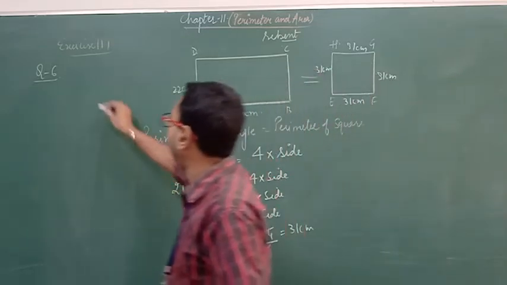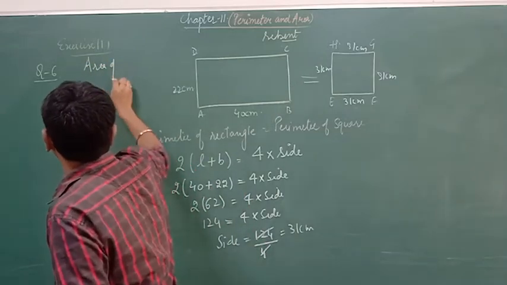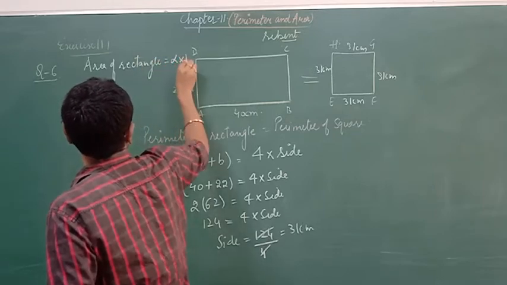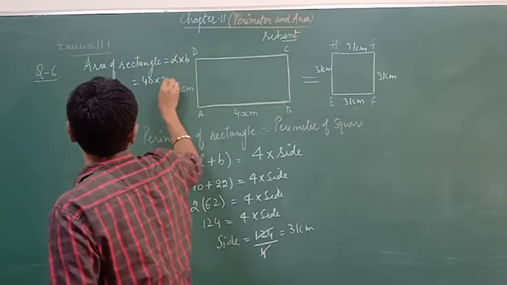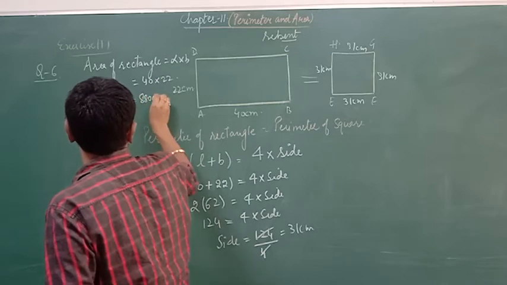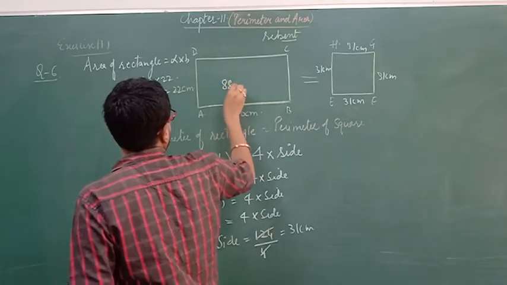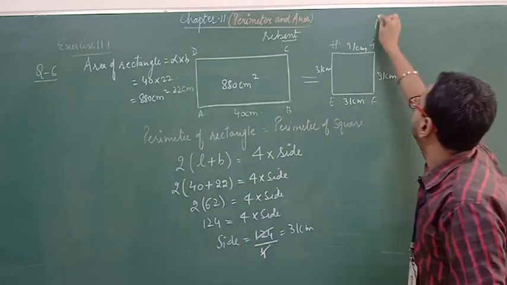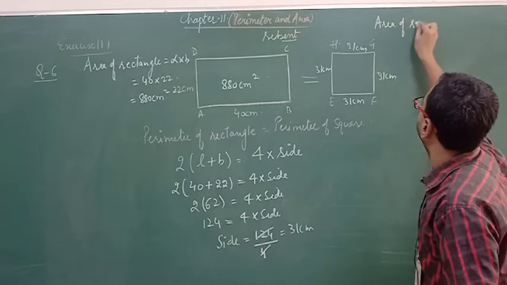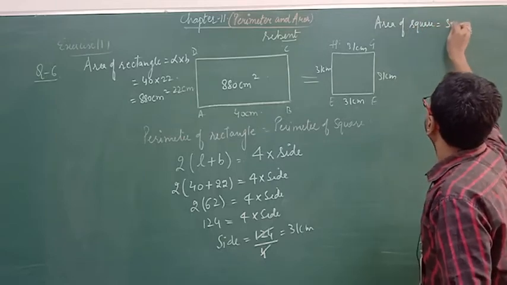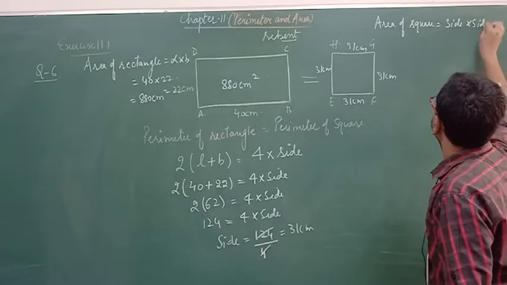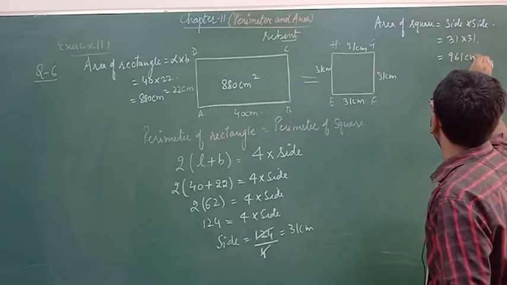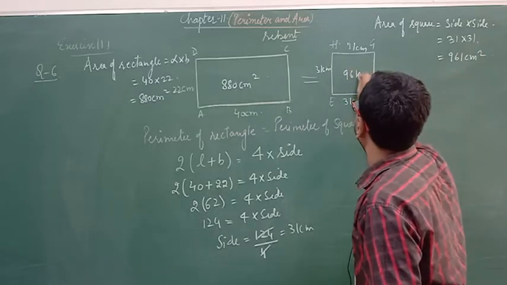Area means we have to find the area of the rectangle. What is the formula? Length into breadth. What is length? 40. What is breadth? 22. Hence it will be 880 centimeters square. Yes, 880 centimeters square is the area of this figure. Similarly, area of the square, you have to write it properly, is side into side. That is 31 into 31, 31 square is 961 centimeter square.